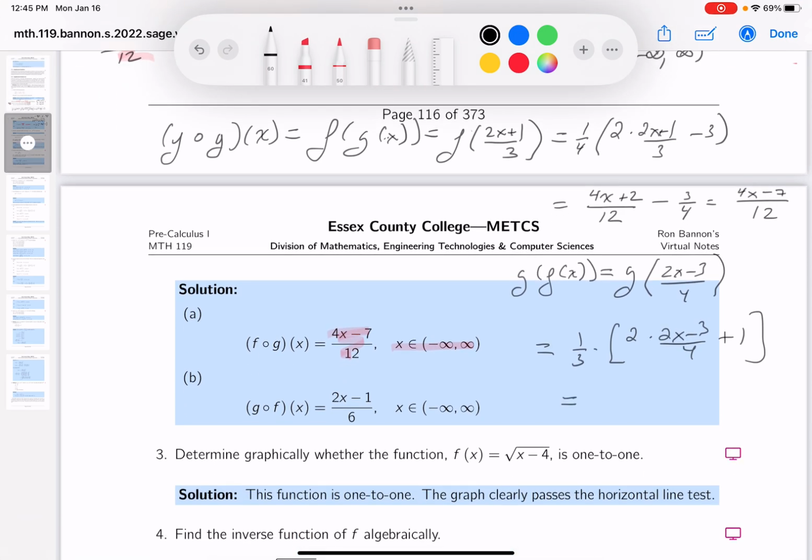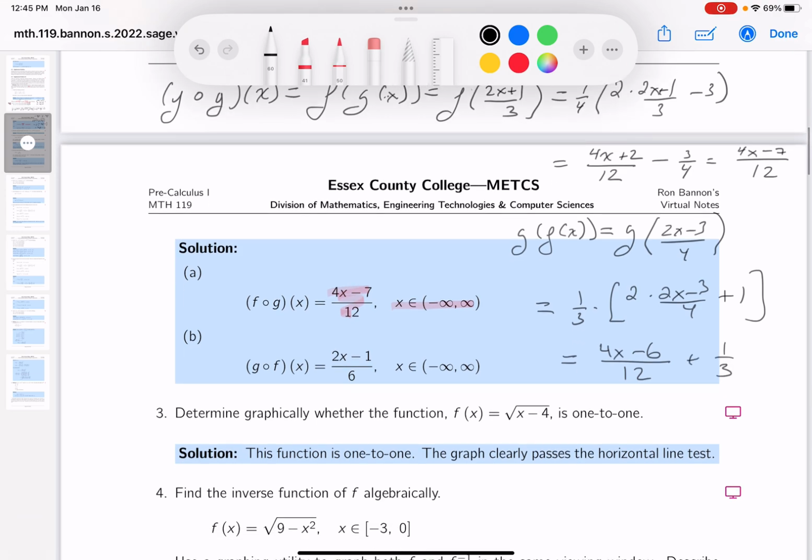What do you get there? Well, let's see. You get 1/12 again in the first term. You get 4x minus 6. And then you get plus 1/3. Well, I'm going to add that together. Looks relatively simple. It would be a 12, common denominator. You get 4x. You get minus 6 plus 4, which is minus 2. I'm going to reduce that because it just doesn't look right to me, by dividing top and bottom by 2. That would give 2x minus 1 over 6.